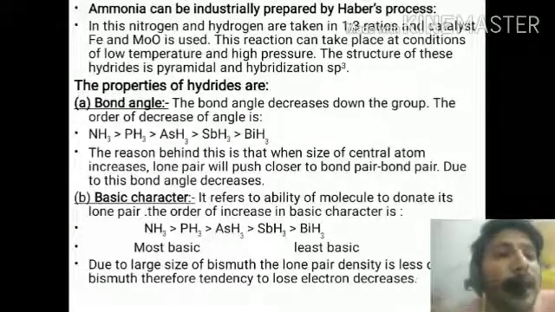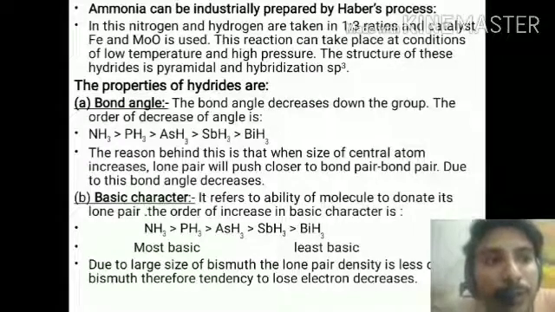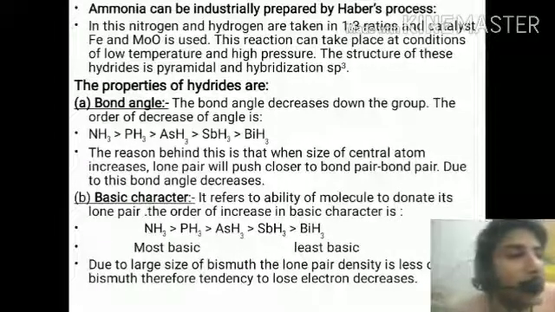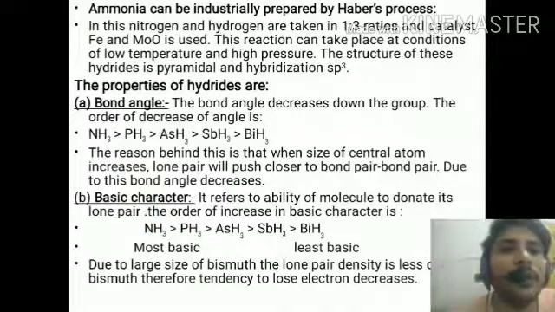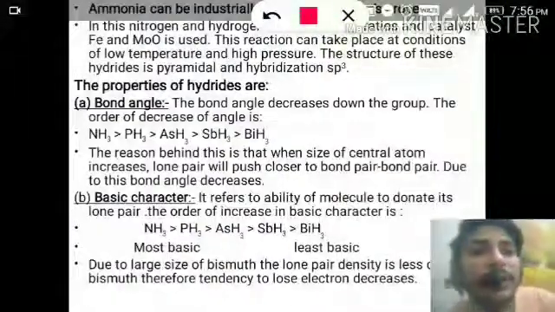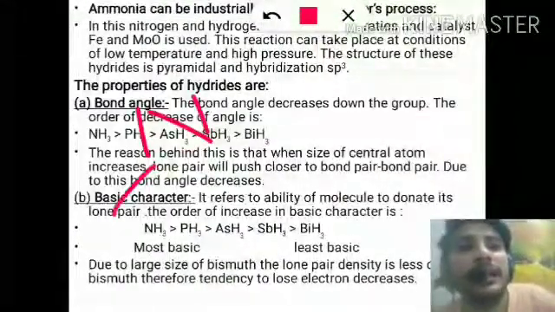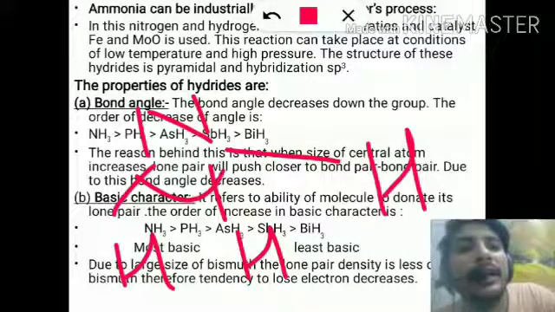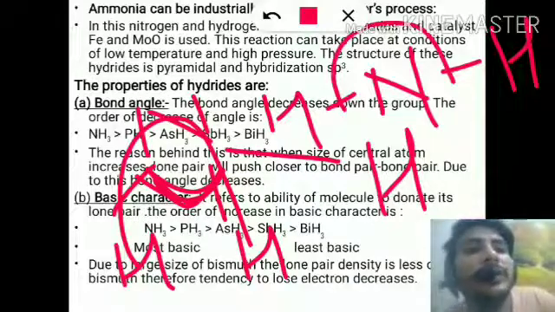What are the properties of the hydrides? The first property is the bond angle. The bond angle means the angle between the three atoms, for example in NH3, the angle formed between H, N and H is called the bond angle.